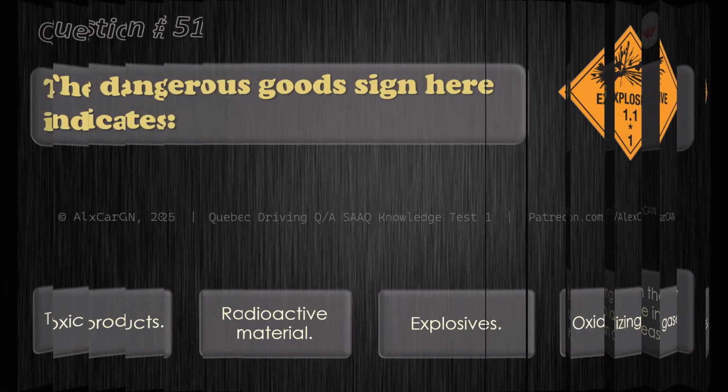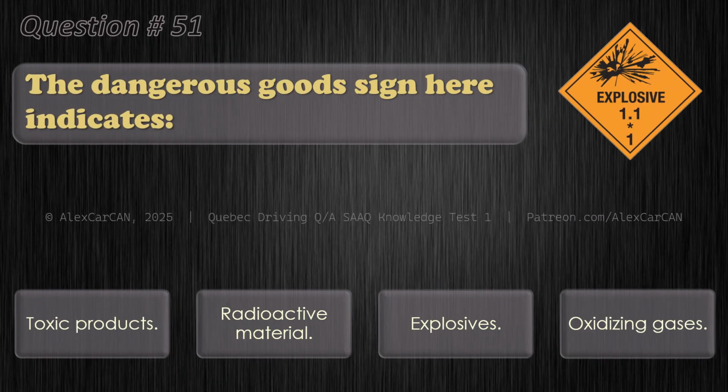Question number 51. The dangerous goods sign here indicates toxic products, radioactive material, explosives, oxidizing gases. The correct answer is explosives.